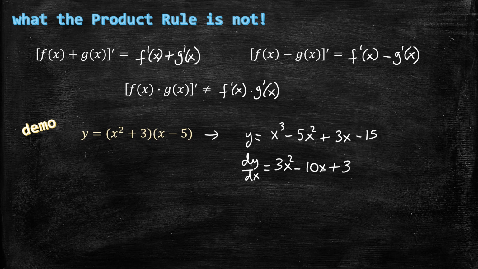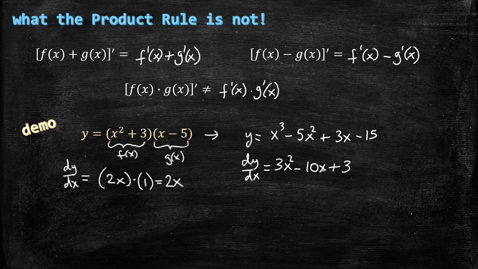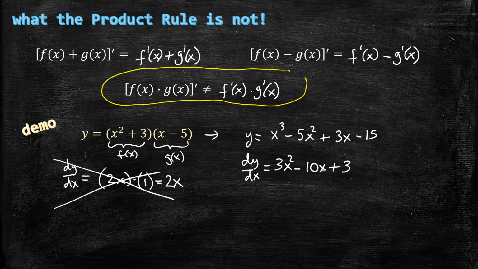Now let's just pretend that we decided to do our illegal shortcut, what we would like the product rule to be, which is that if that's f of x and that's g of x, you just take the derivative of f of x, which is 2x, and you multiply it by the derivative of g of x, which is 1, and the answer is 2x, which it's not. So we can see that this very easy conceptual mistake to make is to be avoided at all costs.